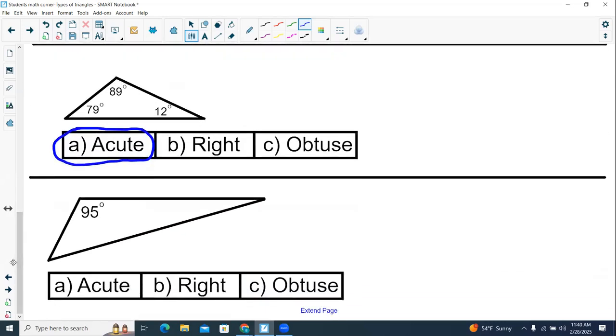And then here's our last one. If you said an obtuse triangle, you are correct. Why? Well, because even though we don't know the degrees of these angles, we know that this angle is more than 90 degrees. It's 95 degrees. So any triangle that has at least one angle that's more than 90 degrees will make it an obtuse triangle.